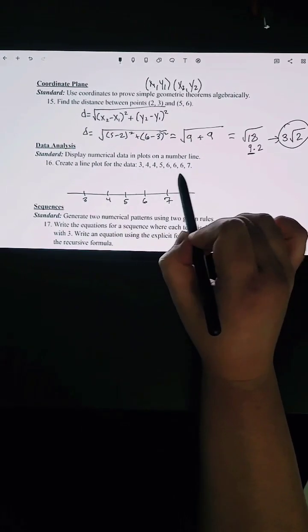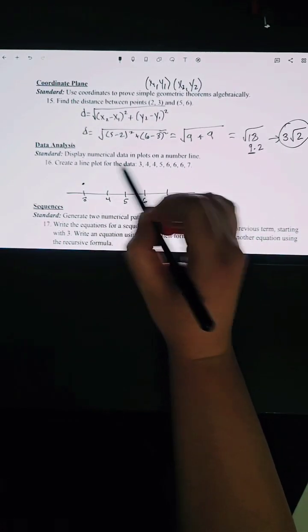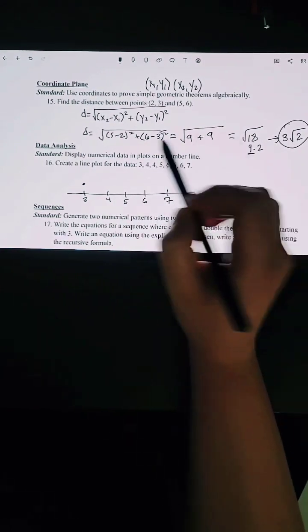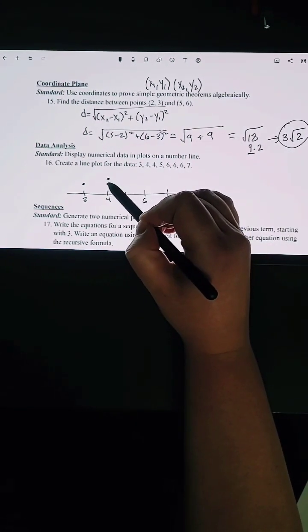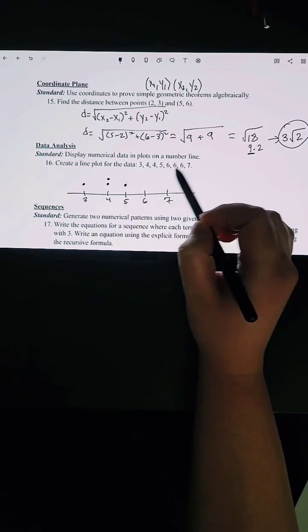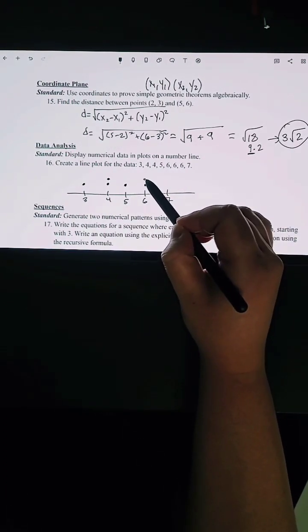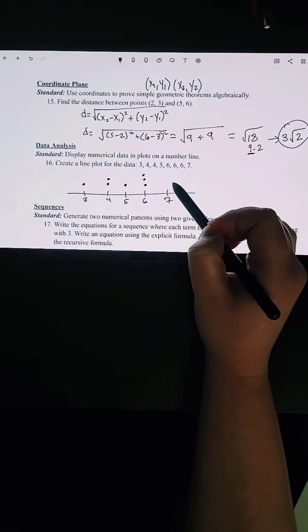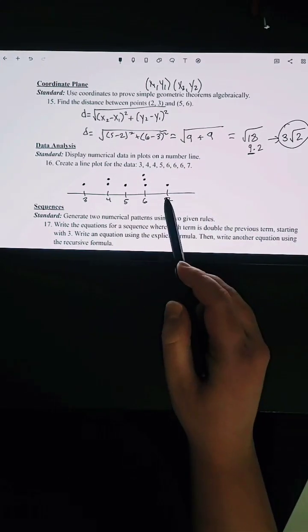And then what I have to do is put a dot for each time that number occurs. So 3 in the list occurs 1 time, so it's going to get 1 dot. 4 occurs 2 times in the list, so it's going to get 2 dots. 5 occurs 1 time, so it gets 1 dot. 6 occurs 3 times, so it gets 3 dots. And then 7 occurs 1 time, so it'll get 1 dot.